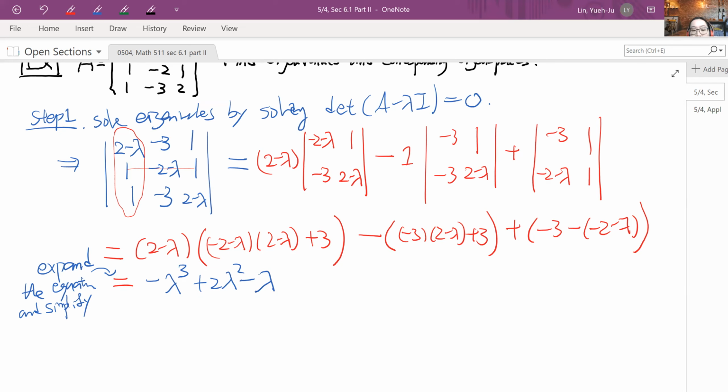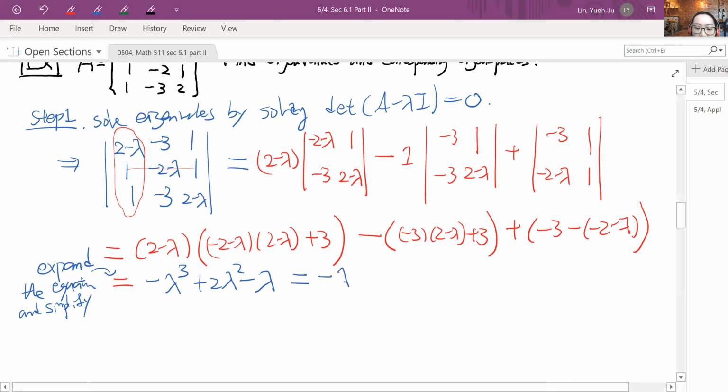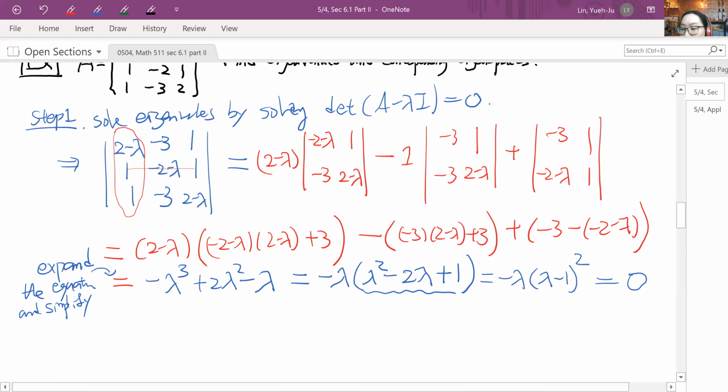They all carry at least one lambda, right? So you can actually factor out lambda. In this case, because I want to be able to see the nice factorization, I'm going to factor out minus lambda. Then you're left with lambda squared minus 2 lambda plus 1. When you see this, you should realize that lambda squared minus 2 lambda plus 1 is actually a perfect square. So you will end up with something like this, and you want to solve this to be 0.